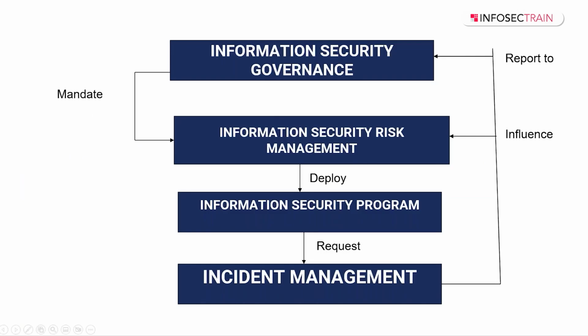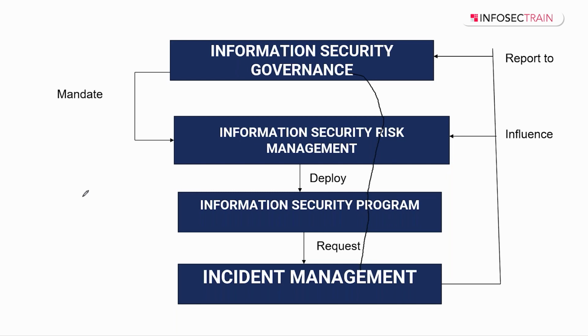As I said, we have 4 domains. The first domain is information security governance, which is basically a set of operations that perform risk management. Based on that, we can prioritize and build and deploy the information security program. And then based on that, we measure the effectiveness with the help of the incident management program.